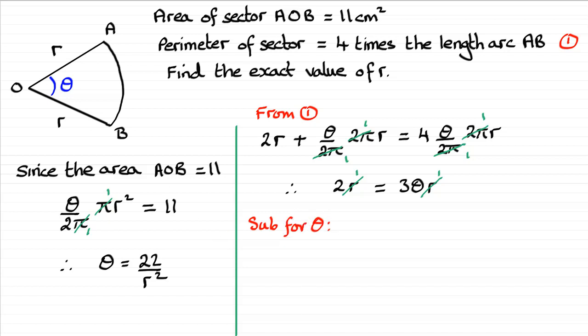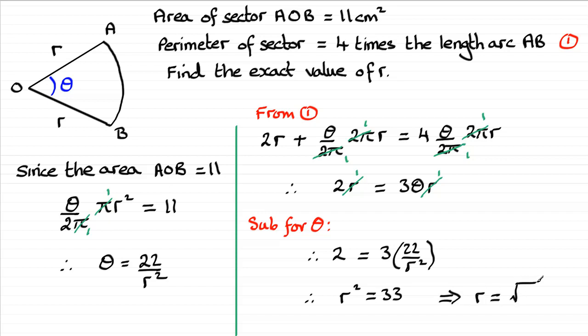So I'm just going to say sub for theta. Okay, and if we do that, then we've got the 2 equals 3 times theta, that's 3 times the 22 over r squared. And what we get now is that 2 equals 66 over r squared. Just times both sides by r squared and divide by 2, and you end up with r squared equals 33. And from this, it follows that r equals the square root of 33. We want the exact value, so just leave it as the root of 33. It's not going to be plus or minus because the radius obviously is a positive value.